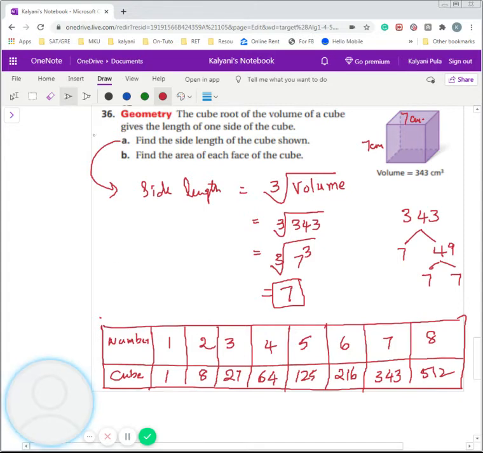Now the second question, find the area of the face. Face means what shape is the face? The face is the front. Right. What shape is that? Square. So the area of the face is the area of a square, which is 7 times 7, which is 49 centimeters squared.